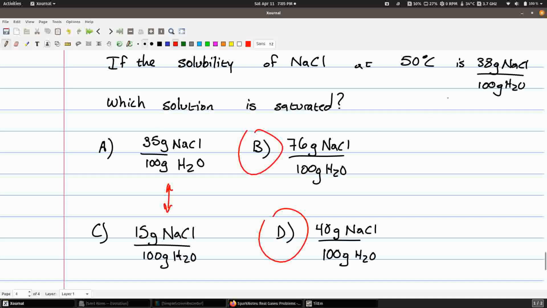If you had 38 grams, you can actually figure out how much is not going to be in solution. So 76 minus 38 is 38. So you're going to have 38 grams of solid NaCl in the solution and 38 grams dissolved. So for this one, you have 40 minus 38, which is 2 grams NaCl. So you're going to have a little bit less, but you're still going to have some powder in the solution. That's kind of how this works, and this is at 50 degrees Celsius. You increase the temperature, you can dissolve more. Decrease it, you can dissolve less.